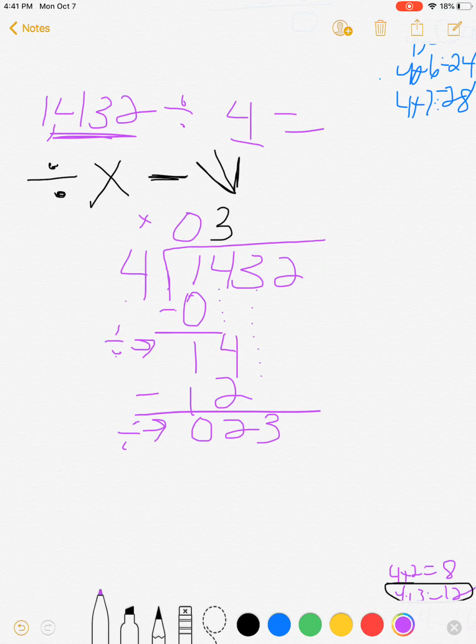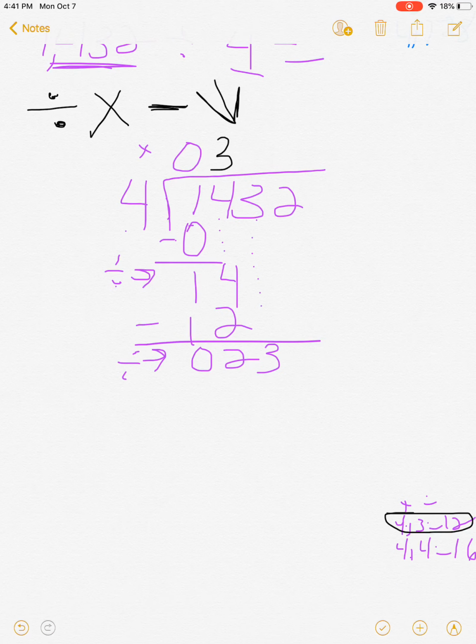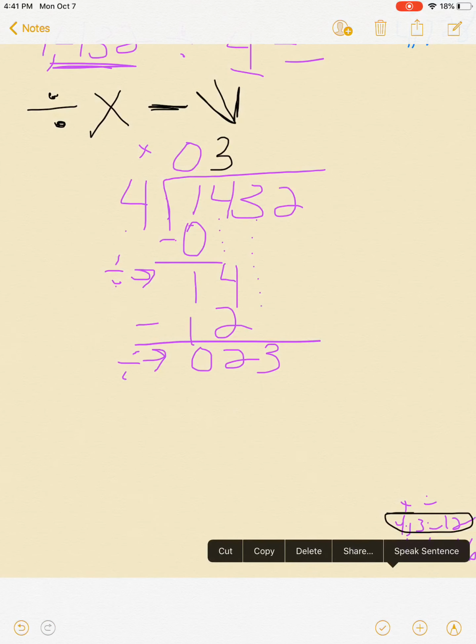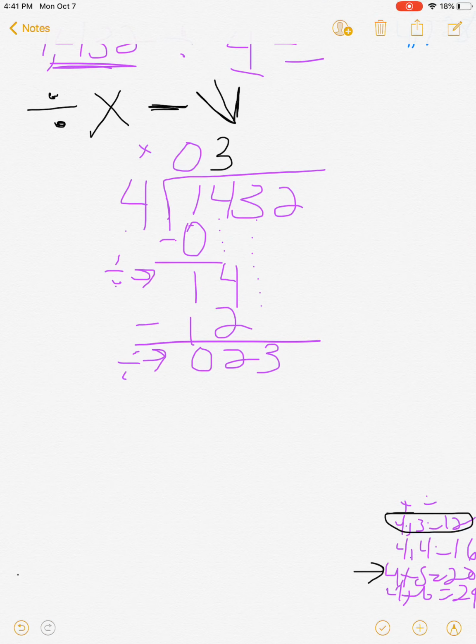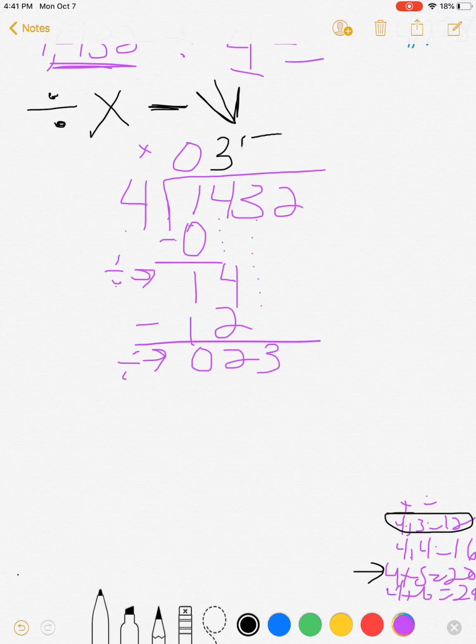Okay. Let's try to get close. So we know 4 times 4 is 16. 4 times 5 equals 20. What about 4 times 6? Can we get that without going over? 4 times 6 equals 24. Oh, no, we went over, right? So we have to go back and use our 4 times 5, okay? You have to get as close as you can to the number without going over, okay? So I'll use 5. Back to purple. 5 times 4 equals 20.